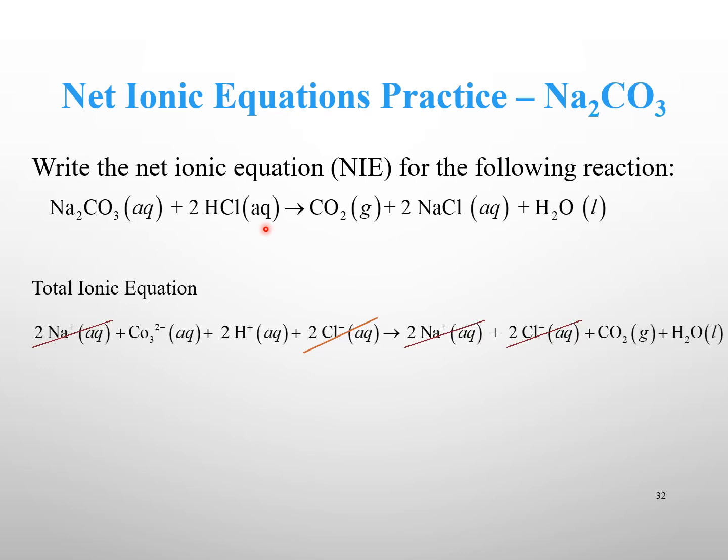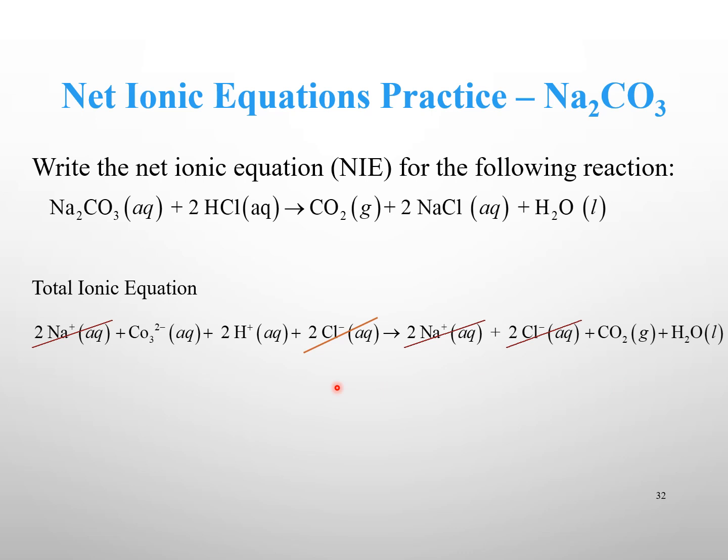So the total ionic equation, once you balance the chemical equation up here, just write everybody that's aqueous in ionic form except for the gas and the liquid, okay? Or the solids too, but in this case we don't have a solid. So sodium ion, there's 2, carbonate ion, there's 1, hydrogen ion, there's 2, chloride ions, and then we have 2 Na ions, 2 Cl ions, and then we have carbon dioxide and water written as compounds.